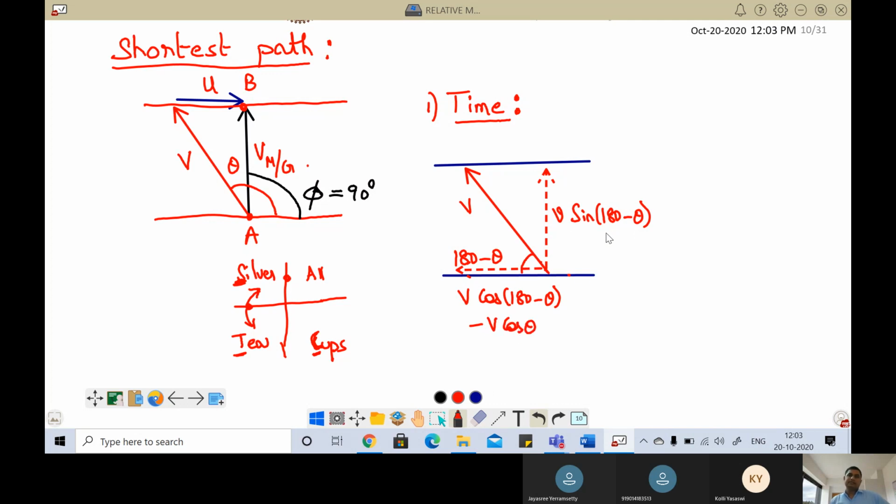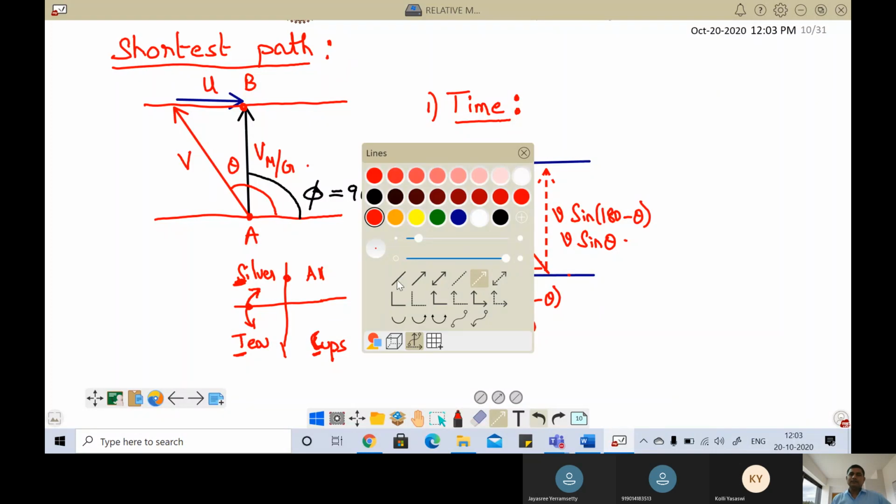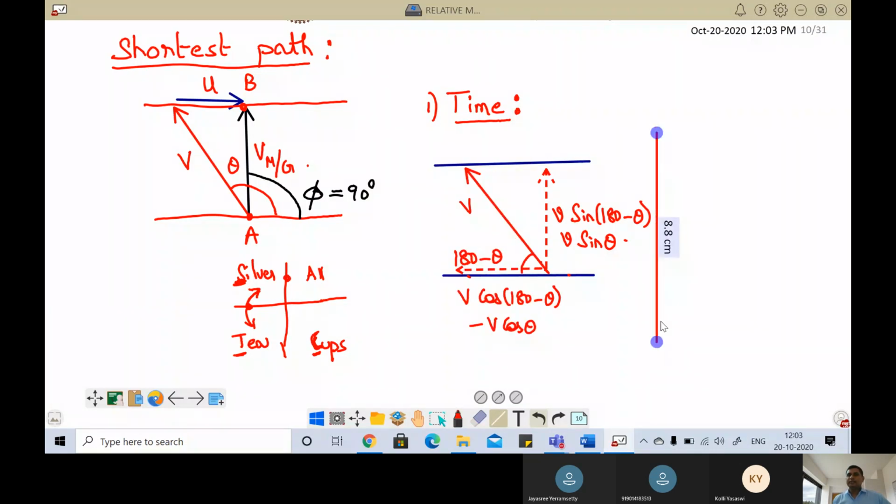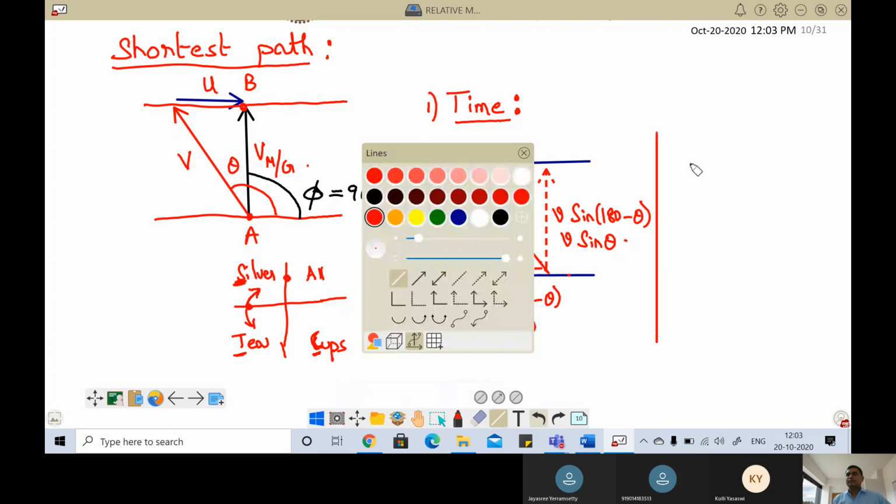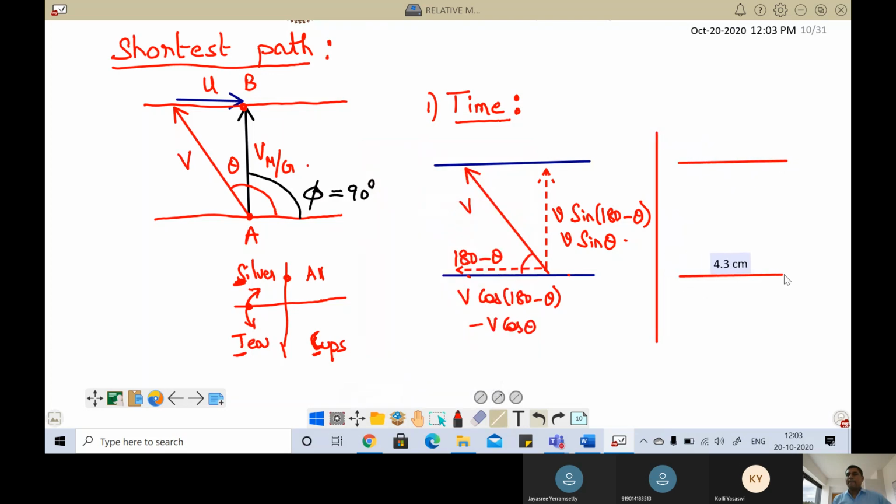Similarly, sine of 180 minus theta: 180 minus means second quadrant, sine is positive, so therefore v sine theta. This is v sine theta, this is minus v cos theta. So the first diagram is over. Next diagram is the same thing. Now I'll take these components like this.